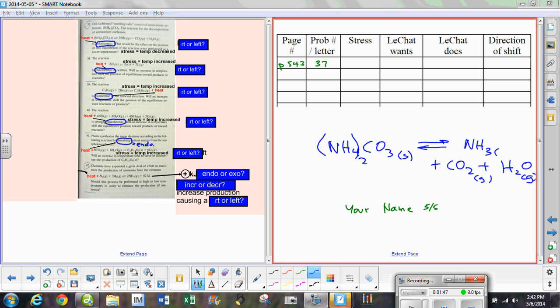So they will respond in a LeChatelier equilibrium. How about the solid? Is that going to matter? No. Absolutely not. Because solids and what else? Liquids. Good. Solids and liquids don't count.